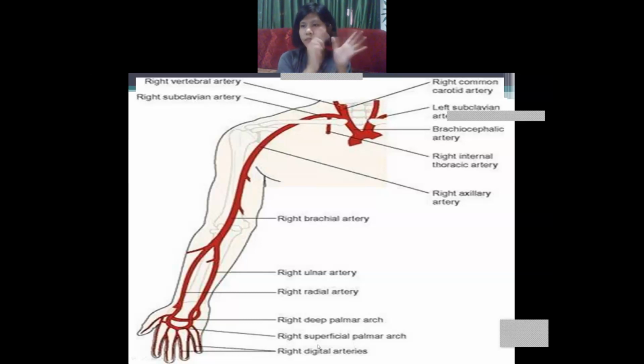This one, and the next is the digital arteries. So these are the digital arteries. You will find them in all this portion, all in your fingers, right? All in your finger portion you will find your digital arteries.